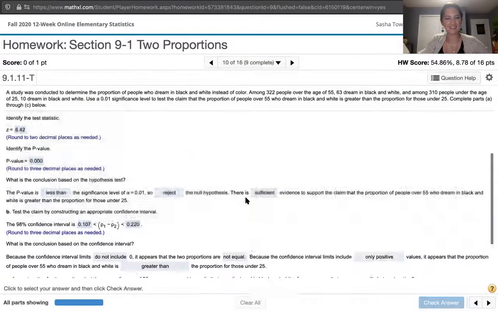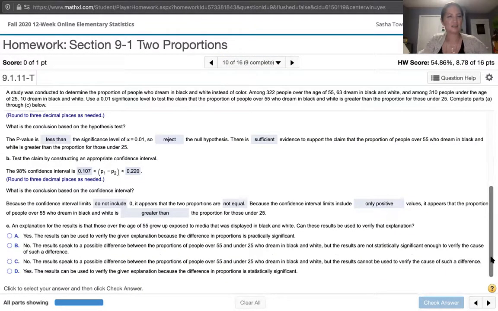Okay, great. Last part, it says, an explanation for the results is that those over 55 grew up exposed to media that was displayed in black and white. Can these results be used to verify that explanation? No, it really can't. We can speculate as to the reason why the proportion of people over 55 who dream in black and white is greater than the proportion for those under 25. We have evidence that that proportion is actually greater, but it really doesn't tell us why. There is nothing that we can conclude about why from this hypothesis test.